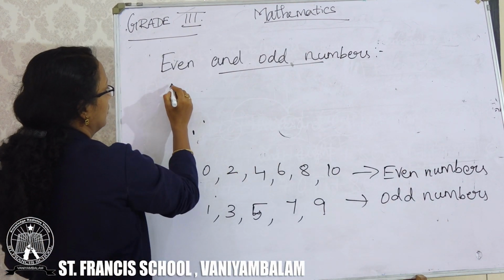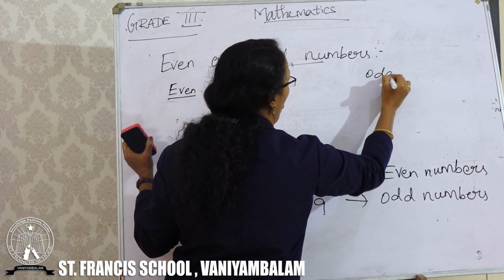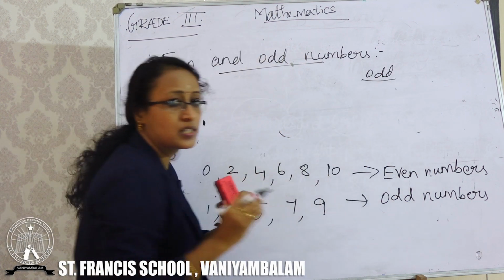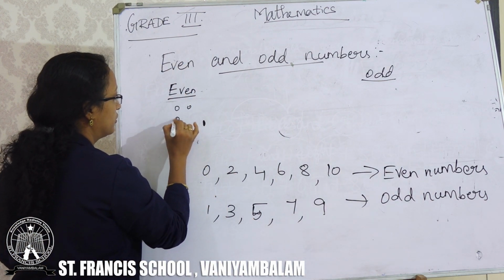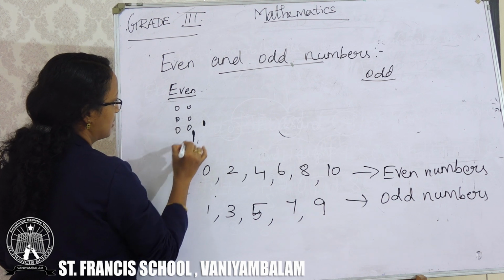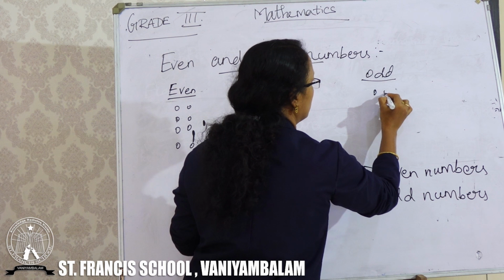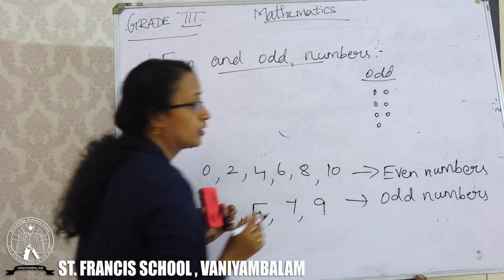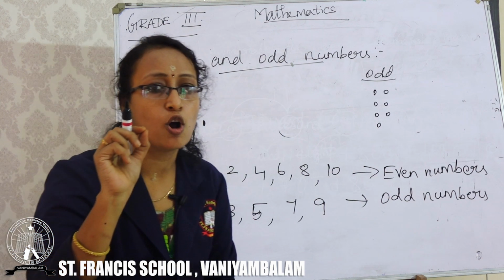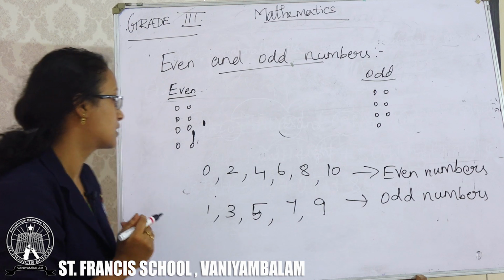For even, I'll give you a few examples for even and odd. I'm going to draw small circles for you. 1, 2, 3, 4, 5, 6, 7, 8. And for odd, I have drawn small circles for you. What did you understand from the small circles?